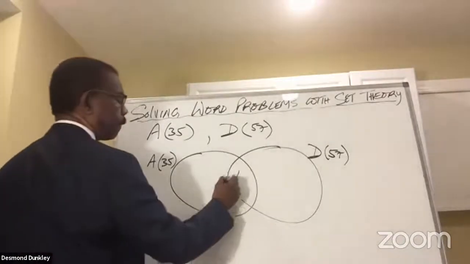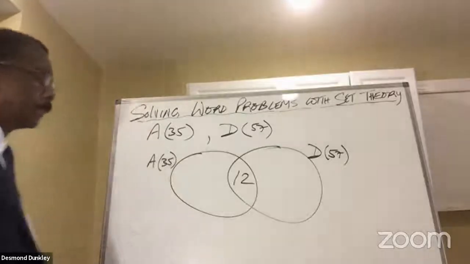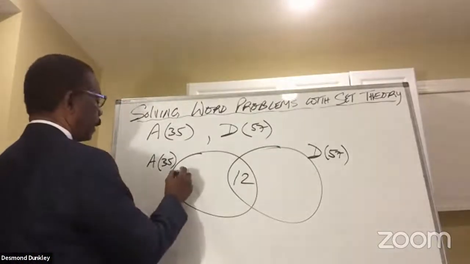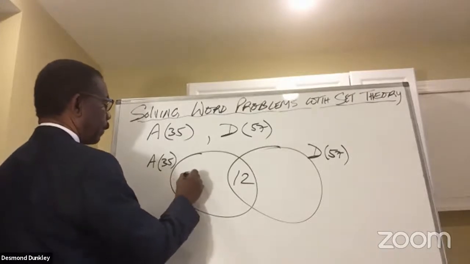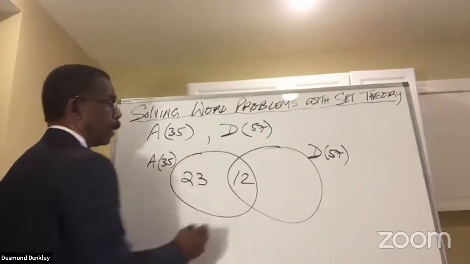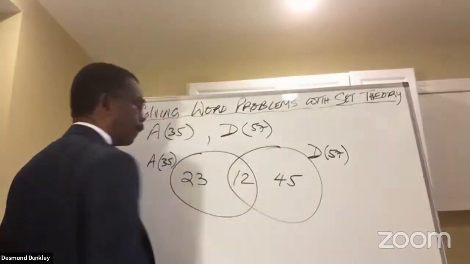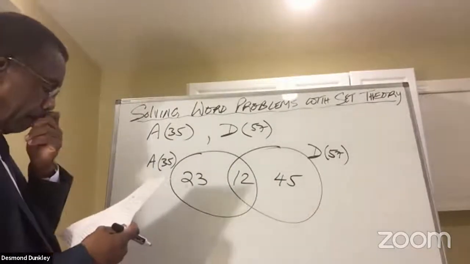Oh, so this is 12. So that becomes easy now. That's 12. So this has to be 23. And this has to be now 45. That's it.